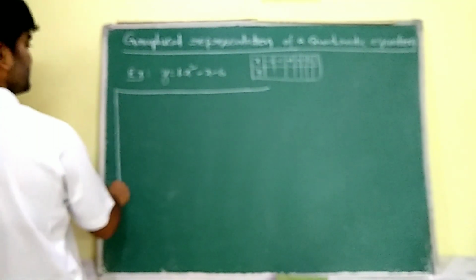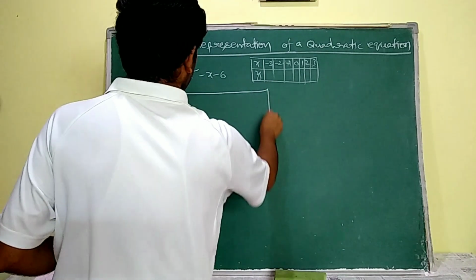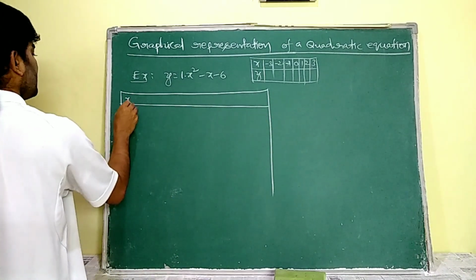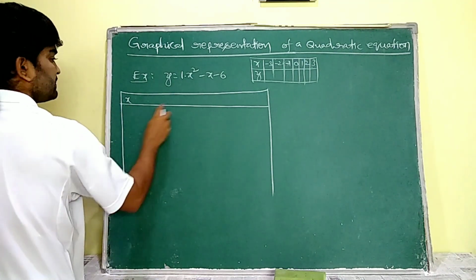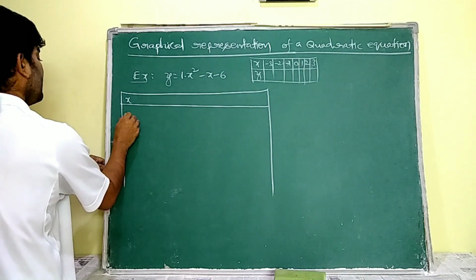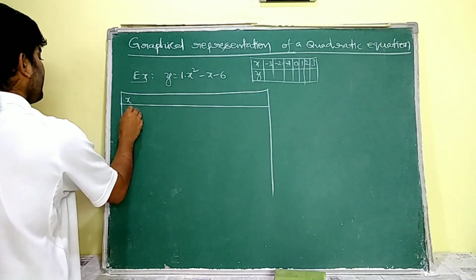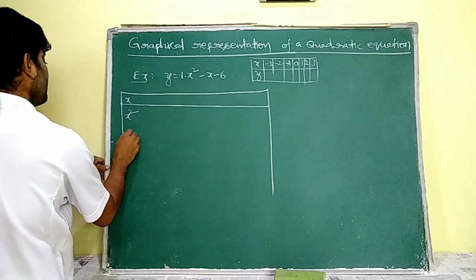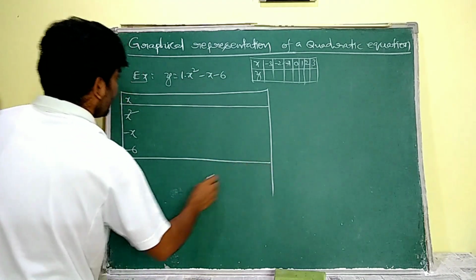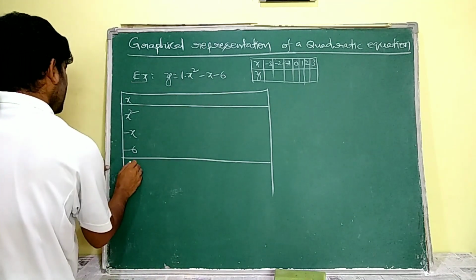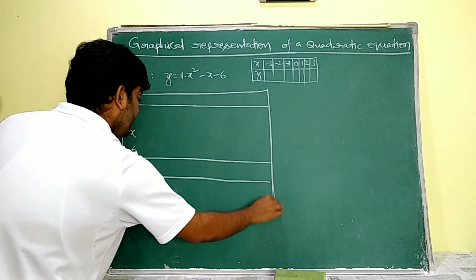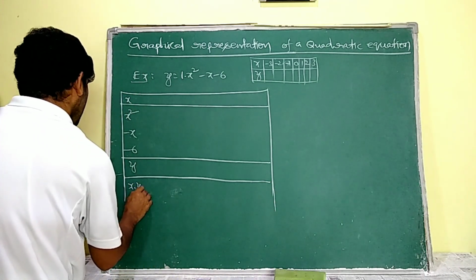Another method I am going to suggest to you, this is the best method. Here you just have to write x. Then after here we are having x square, the next term is minus x, and the next term is minus 6. And the together value of these three gives us y. Now I have to write y, and in the last row you have to write x comma y.